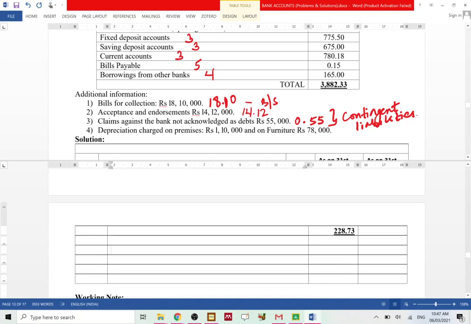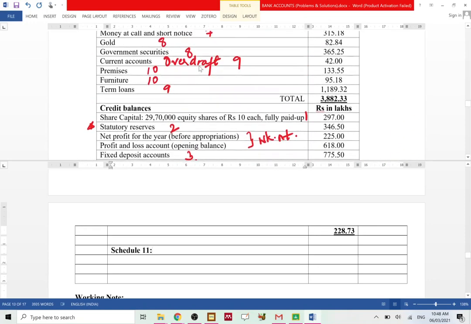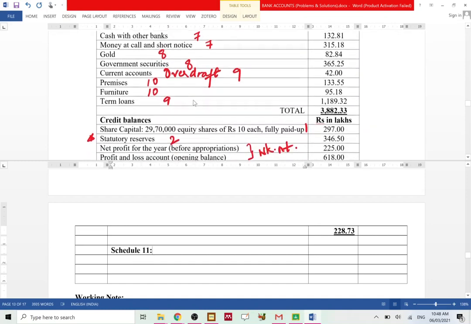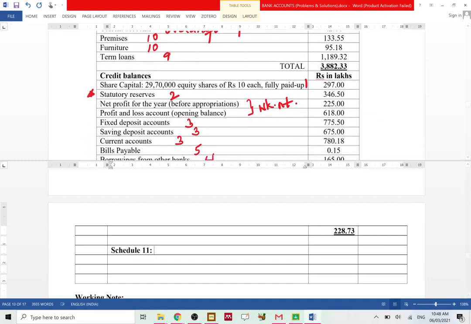The last schedule, 11. We don't have any items under schedule 11, looks like, right? Under other assets we don't really have anything, so we'll just write it as nil. Other assets, and we don't have any amounts, so this becomes nil.